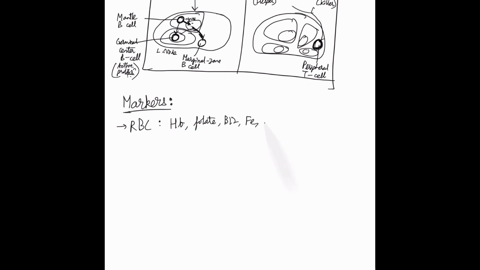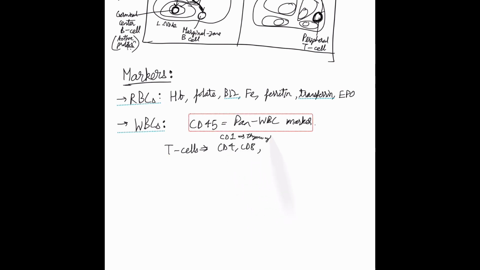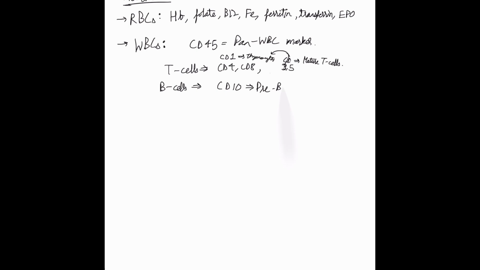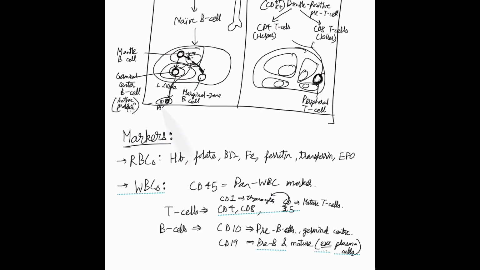So for RBC markers, we have hemoglobin, folate, B12, iron, ferritin, transferrin, and also erythropoietin, I forgot. For WBCs, we have CD45 as the pan WBC marker. This you have to remember no matter what. Specifically for T cells, we have CD4 and CD8, of course. CD1 represents thymocytes, and CD3 and 5 can be found in mature T cells as well, along with CD28. Also, germinal center cells and marginal zone B cells can give rise to plasma cells as well.